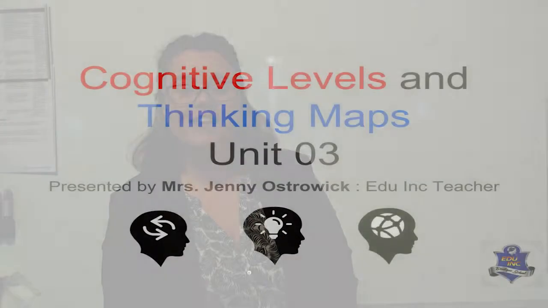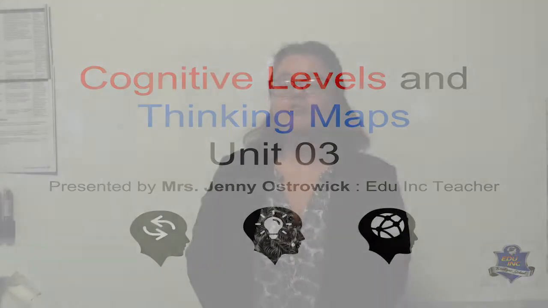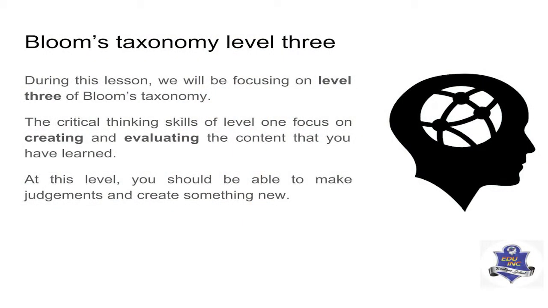Today we're looking at cognitive level 3 and the thinking maps that go along with it. What we're going to be looking at today with Bloom's taxonomy is the cognitive level 3 that covers creating something new as well as evaluating the content that you're working with.